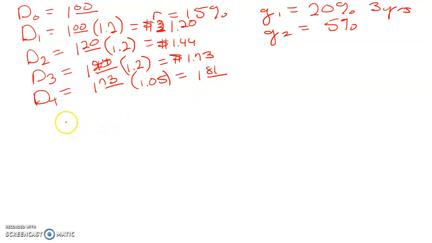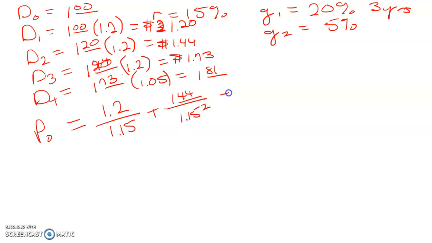So if we're going to enter this into our graphics calculator, we'd have P0 or V0, whatever terminology you want to use, be at 1.2 divided by 1 plus the growth rate, plus $1.44, D2, divided by 1.15 squared, plus the D3, 1.73 divided by 1.15 cubed, and then take our last dividend, $1.81 or D4.